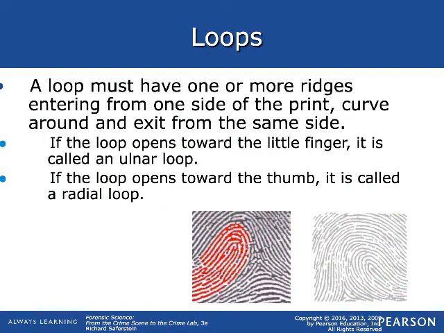Okay, now a loop must have one or more ridges that are, I'm reading this instead of explaining it. Okay, so they're going to enter from one side of the print, and they're going to curve around and exit from the same side. Okay, so they enter and exit from the same side. Now if the loop opens towards your little finger, it's called an ulnar loop, and if it opens towards your thumb, it's called a radial loop. So it just depends on the direction of the loop. Okay, so the loop is going to come, it's like a wave, and the wave starts on one side and exits on the same side.